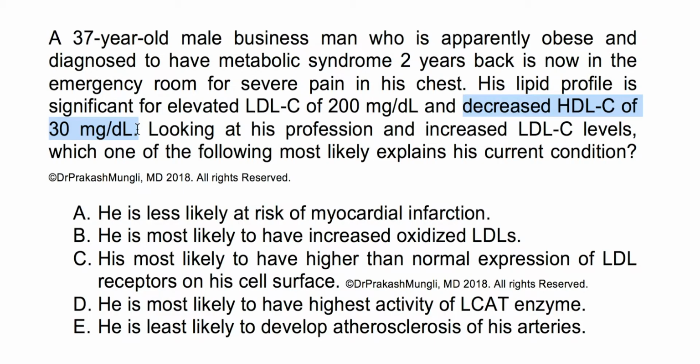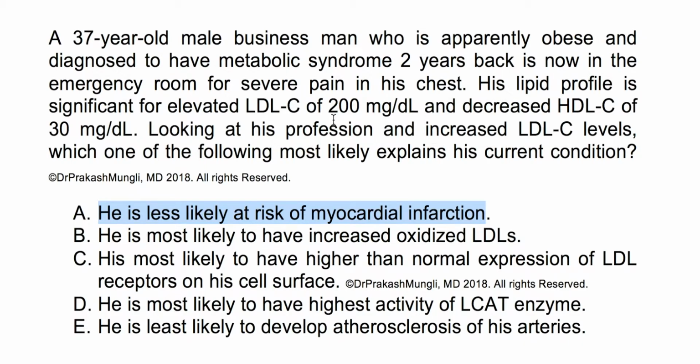Let's get into the first choice. First choice is less likely at risk of myocardial infarction. As you can see, he already has metabolic syndrome. He's a businessman, so kind of a stressful life there. And LDL cholesterol is much higher.